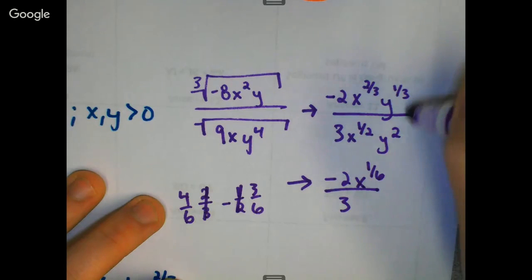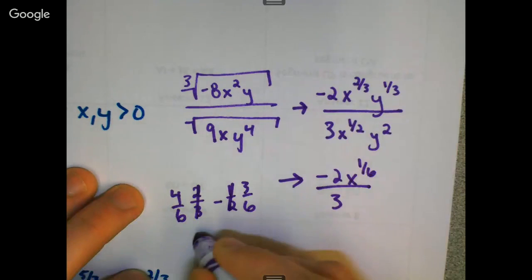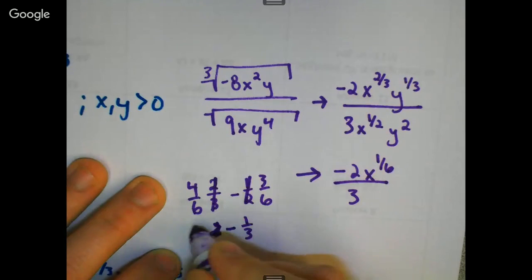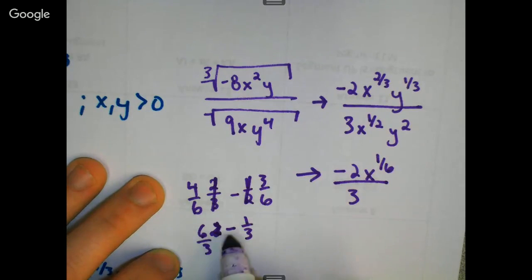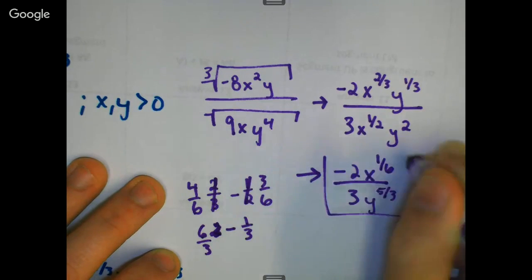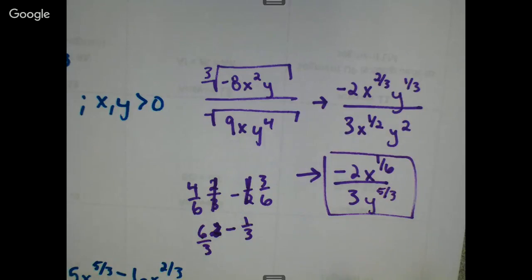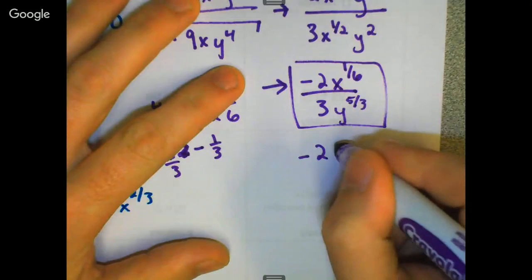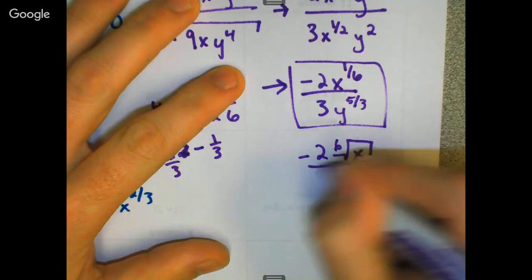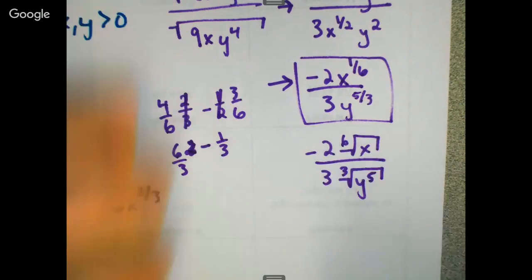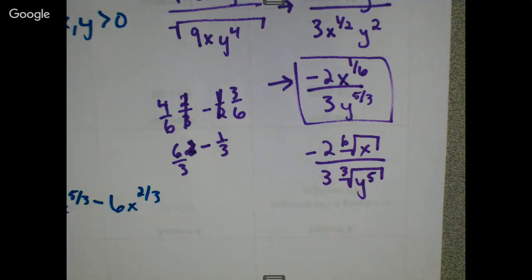This you should be able to tell that there are more on the bottom. Okay. So we'll take 2 minus 1/3. Well, 2 is the same as 6/3. So 6 minus 1 is 5 over 3. And we're finished. You could write it, if you wanted, you could write negative 2 the 6th root of x, the third root of y to the 5th. You could write it like that if you truly wanted. That would be fine.